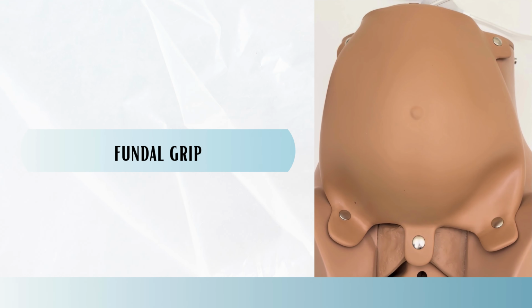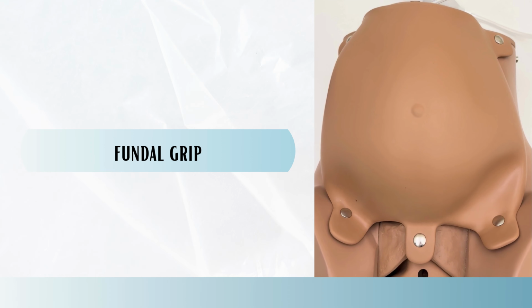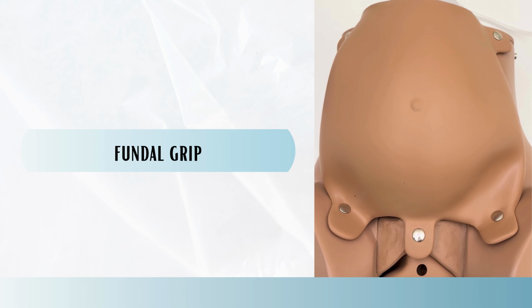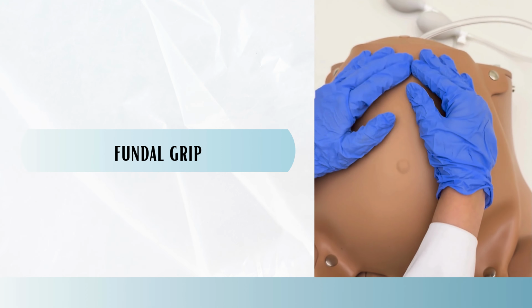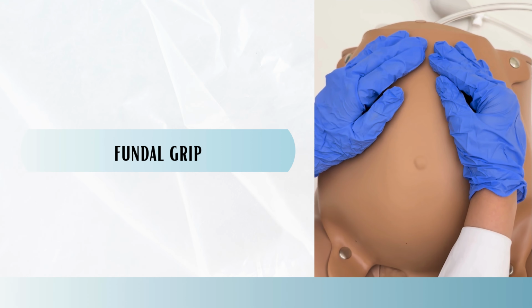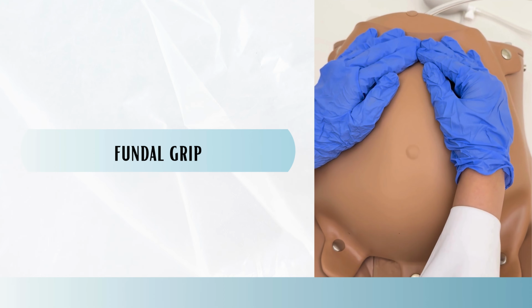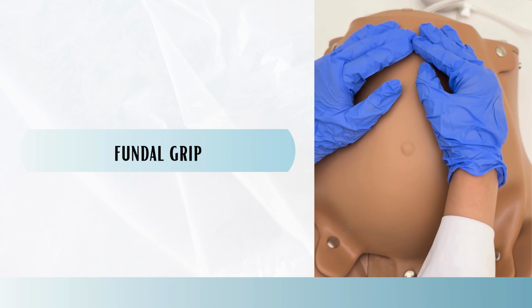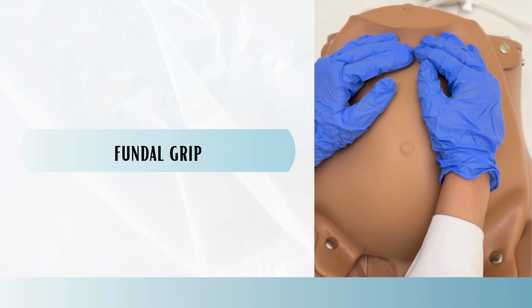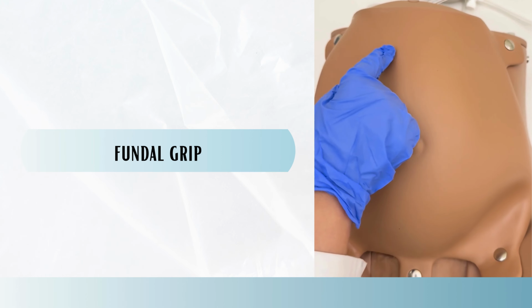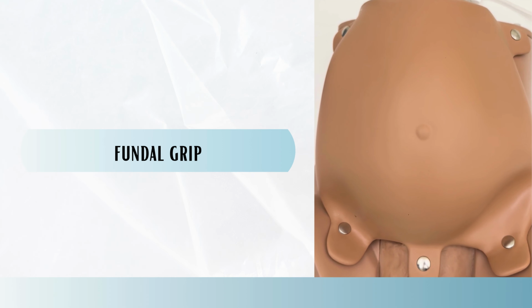The first maneuver is called the fundal grip, which assists in determining the height of the uterine fundus and which fetal part occupies the fundus. The uterine contour is outlined by placing both hands on each upper quadrant of the patient's abdomen while facing the patient. Using the fingertips, the fundus is gently palpated to identify which fetal part is present in the fundus. The breech gives the sensation of a large nodular mass, and its surface is uneven and not very mobile, whereas the head feels hard and round with a smooth surface of uniform consistency, and it's very mobile.